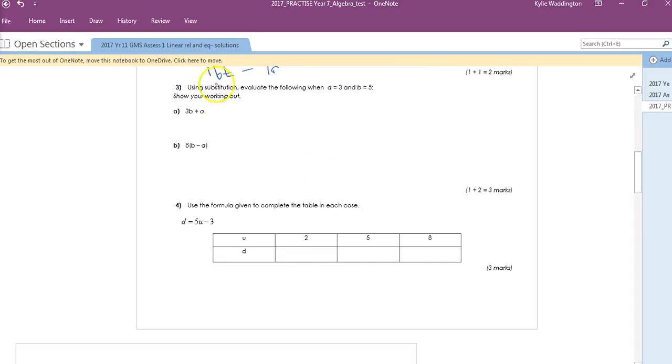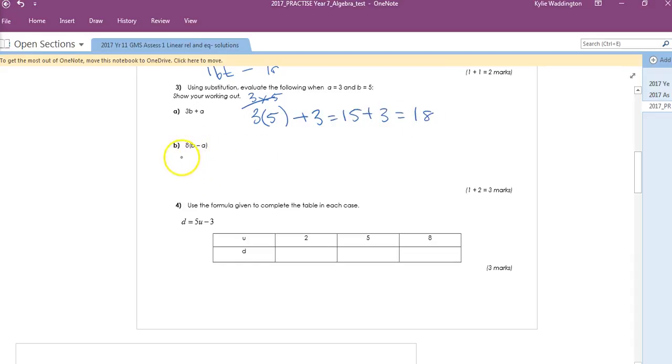Okay, remember the word substitute means you replace the letter with the number. So in this instance here, we have 3b plus a. a is equal to 3, b is equal to 5, so we put it in as it is. 5 is in the brackets, because the brackets mean times. You could write it as 3 times 5, but remember, in algebra we don't like writing the times sign because it looks too much like an x. Plus 3 gives us 15 plus 3, which gives us 18.